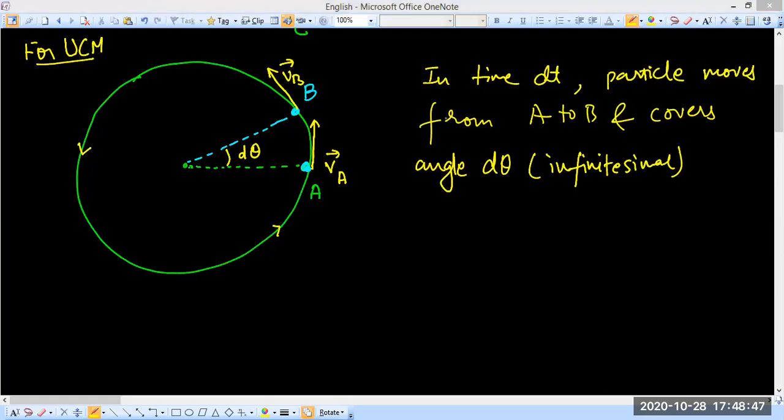Okay, what does this mean? It went from here to here, so it changed the angle by d theta, right?